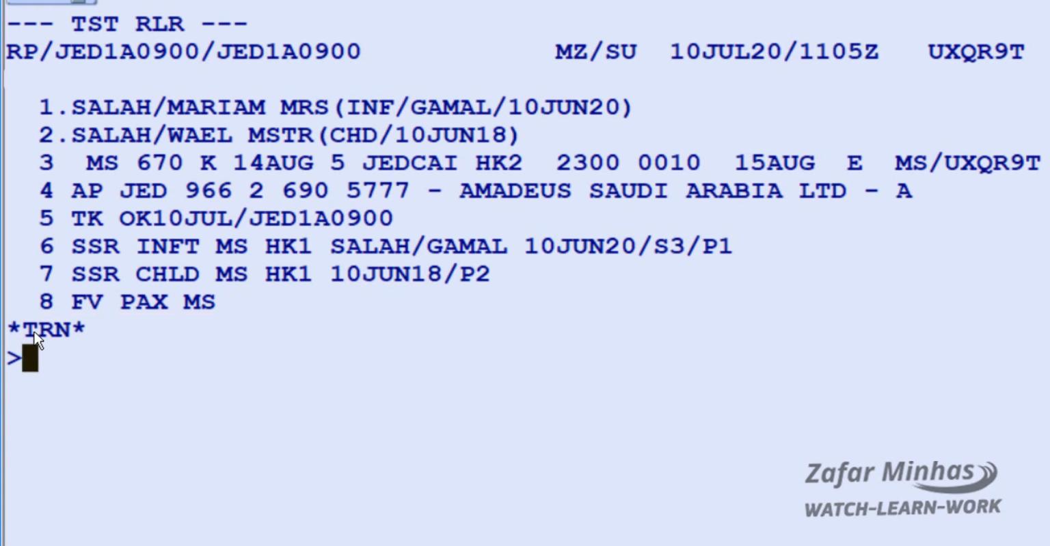To enter the FV validating carrier element for all infant passengers, use FV validating carrier transaction followed by INF infant passenger indicator plus MS Egypt Air 2 letters airline code. Enter. Here the FV validating carrier element has been added. To enter the FV validating carrier element for a specific passenger, use FV validating carrier transaction followed by MS Egypt Air 2 letters airline code /P passenger identifier plus 1, passenger 1 from PNR. Enter. Here the FV validating carrier element has been added.